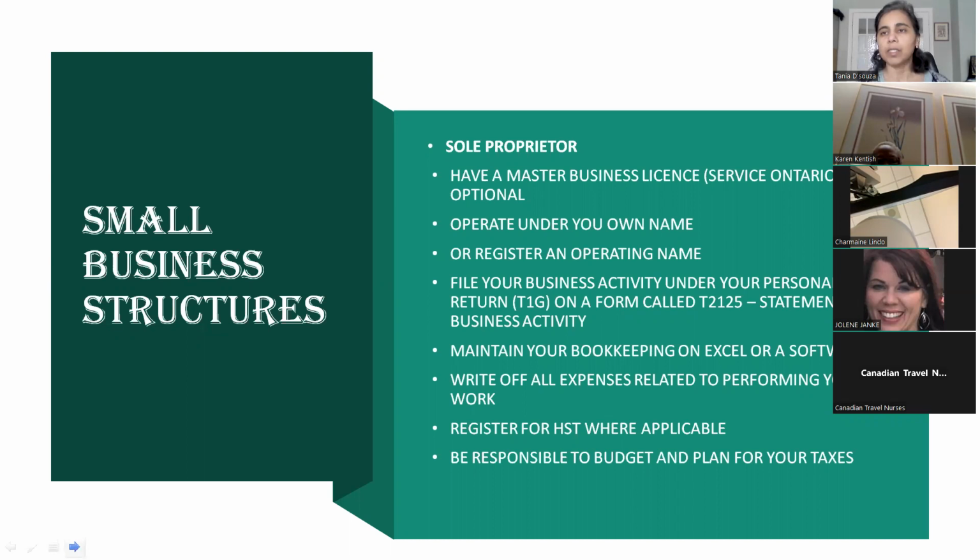You usually have a master business license, especially if you want a name that you're operating your business under, like if you want to have a website, business cards, those kinds of things. You can have a business name, or you can operate under your own name. So I could operate as Tania D., traveling nurse, under my own name. There is no specific rule or regulation that you need to have a business name. You register your name with Service Ontario and you get a master business license for tax filing.